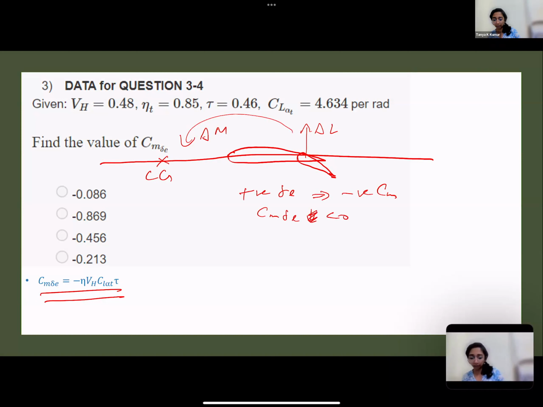Can you just tell me the value quickly? Just substitute, all the terms are given directly to you in the question.